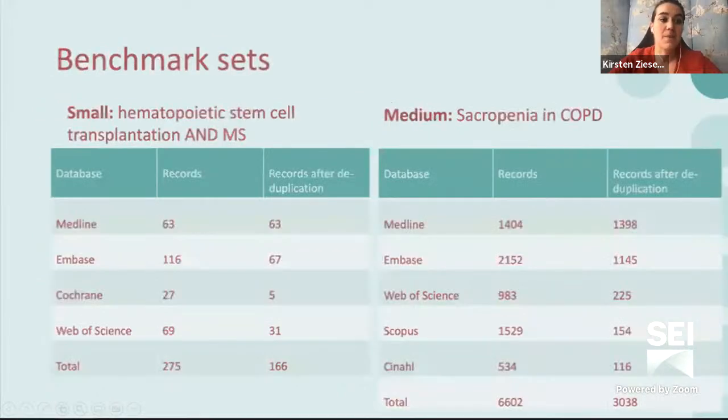I'll first tell you something about our benchmark set, because we needed to create a benchmark set, and that was kind of difficult. We were looking for published searches, first a small number and then a little bit larger number of references. We wanted to span multiple databases. It consisted of health and life science databases, multiple publication types, because of the discussion that we just had, spanning a longer period of time. And we came to these 2 searches, the small one consisting of 275 references from 4 databases, and the medium one consisting of 6,602 references from 5 different databases.